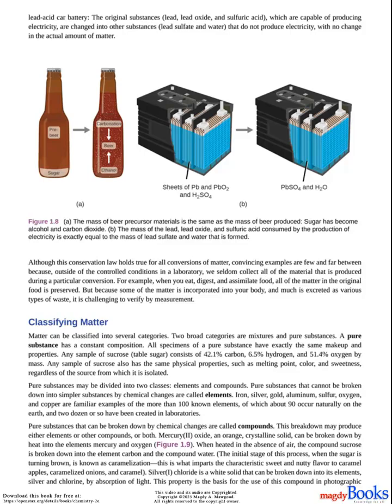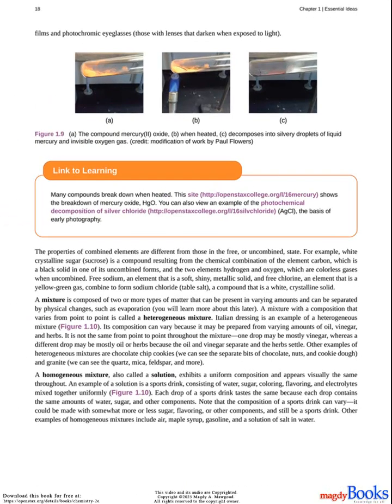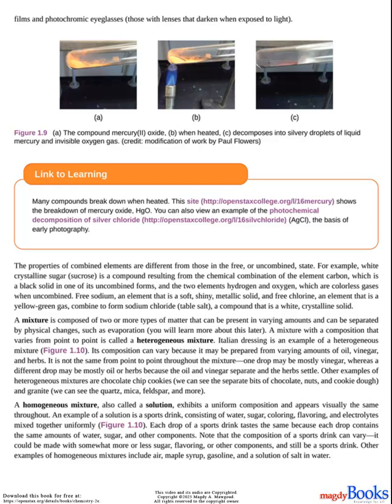This is what imparts the characteristic sweet and nutty flavor to caramel apples, caramelized onions, and caramel. Silver chloride is a white solid that can be broken down into its elements, silver and chlorine, by absorption of light. This property is the basis for the use of this compound in photographic films and photochromic eyeglasses, those with lenses that darken when exposed to light.